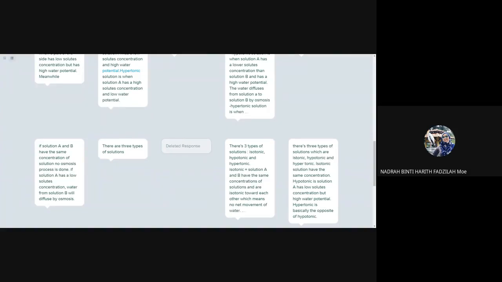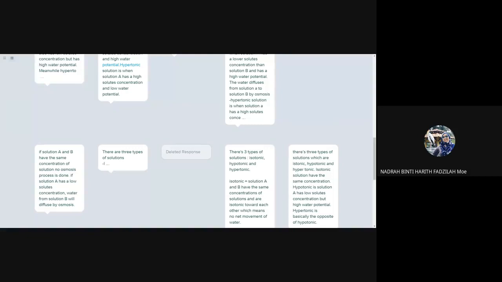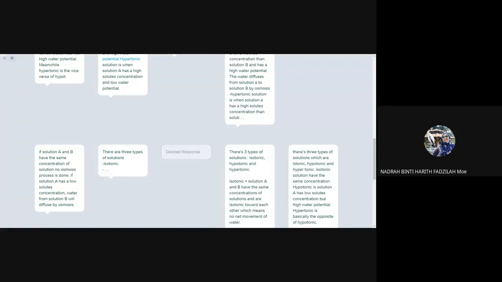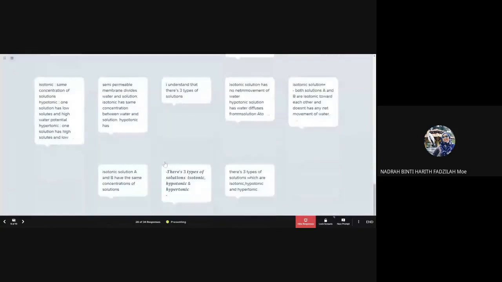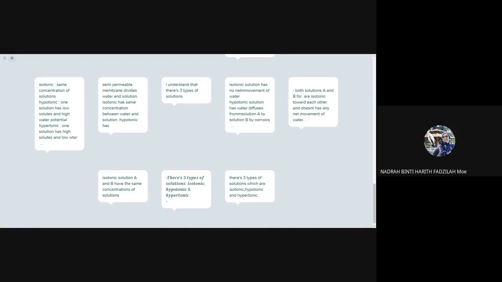Kalau larutan tersebut ada banyak molekul air compared to the other one, we call it as hypotonic solution. Sebab bila osmosis kita sentiasa compare solution A dengan solution B. So for example, if solution A has a lot of water molecules, we call it hypotonic solution compared to solution B. But if solution A has lower number of water molecules, bilangan molekul air dia sikit berbanding solution B, so solution A is hypertonic when compared to solution B.